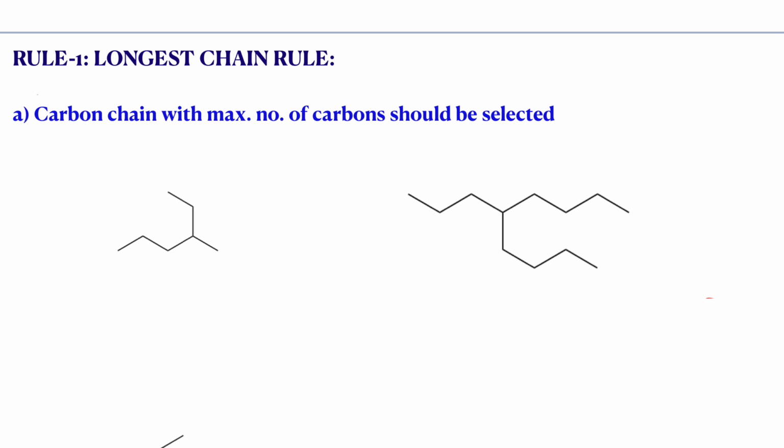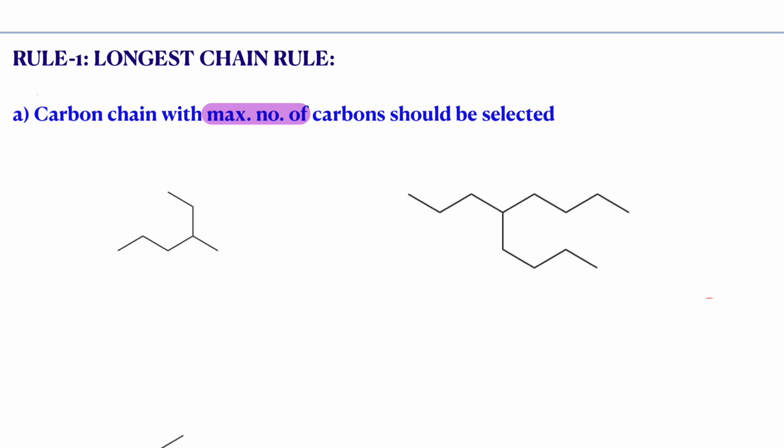The first one says the carbon chain with the maximum number of carbon atoms should be selected. So before naming the organic compound, we have to select the longest chain, the chain of carbons with the maximum number of carbon atoms. And here, if you see, there is no functional group, it is only an alkane hydrocarbon.